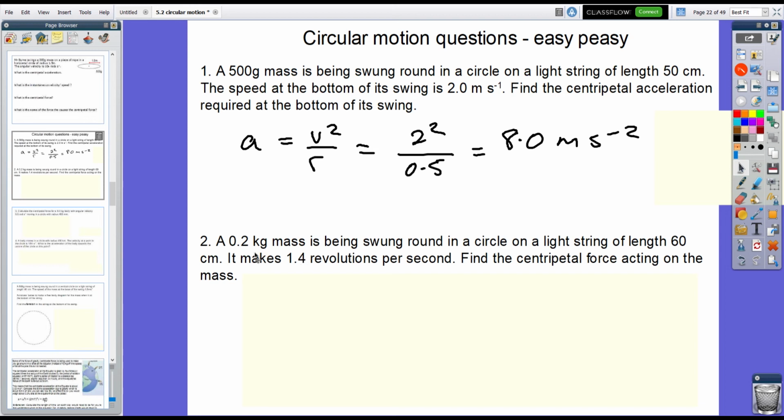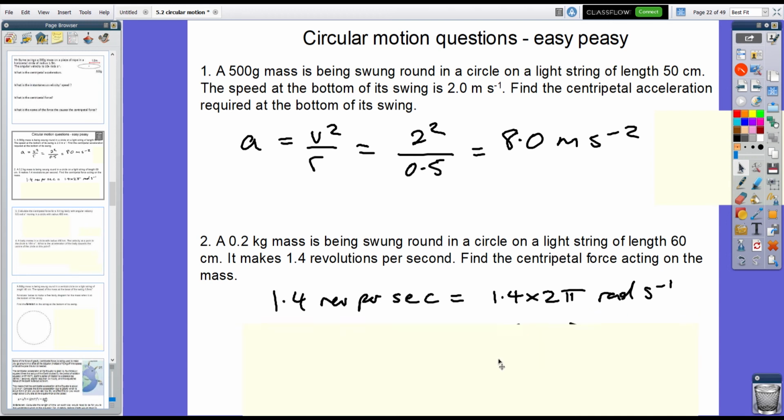Question 2. A 0.2 kilogram mass is being swung around in a circle on a light string of length 60 centimeters. It makes 1.4 revolutions per second. Find the centripetal force. Well, what are we given here? We've been given omega, but not in a standard form. 1.4 revolutions per second means 1.4 times 2 pi radians per second, doesn't it? We've also got 0.2 kilograms mass. We're going to need that because we're calculating force. First of all, 1.4 revs per second is 1.4 times 2 pi radians per second.